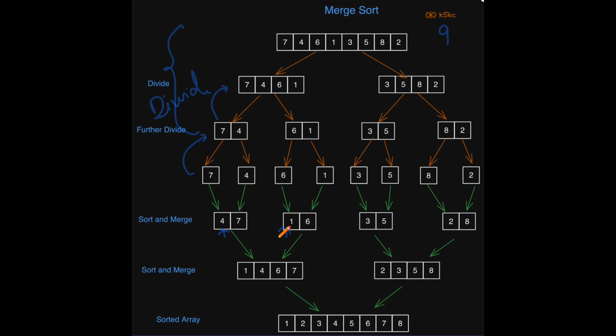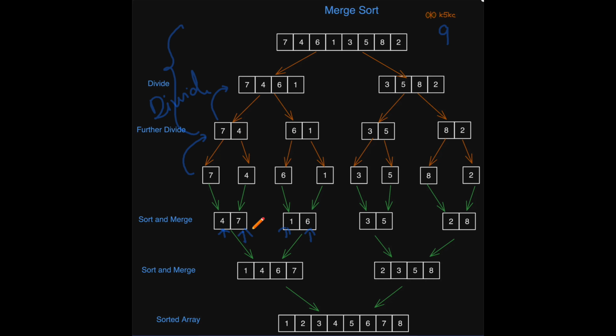So we have the first pointer on 4 and the second pointer on 1. So which value is smaller here? We can see that between 1 and 4, it is 1. So we save 1 here and move this pointer to 6. Now between 4 and 6, we can see that 4 is smaller. So we save 4 and move the pointer here.